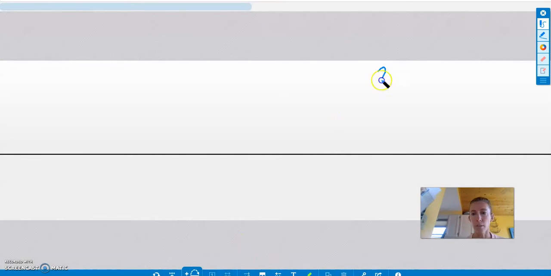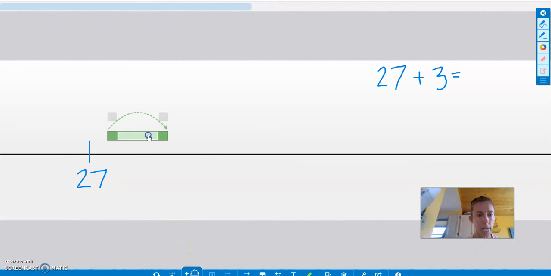Here's our first problem. In this problem string, we're going to start at 27, and we're going to add on 3 more. Okay, go for it. See what that answer is. See what you notice. Go ahead. Pause the video. All right, here we go. We are going to start at 27, and we're going to jump 3.